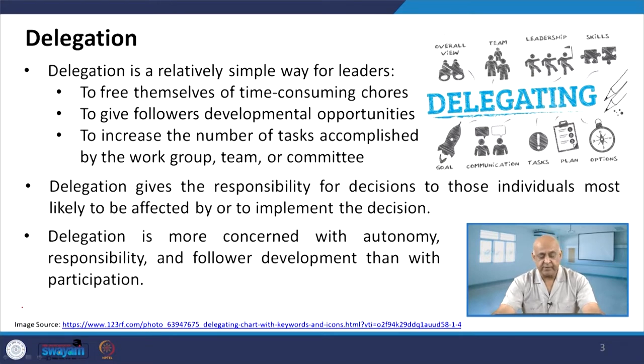Delegation gives the responsibility for decisions to those individuals most likely to be affected by or to implement the decision. So, another benefit of delegation is giving the decisions to those individuals who are most likely to be affected by, or to implement, the decision. Delegation is more concerned with autonomy, responsibility and follower development than with participation.